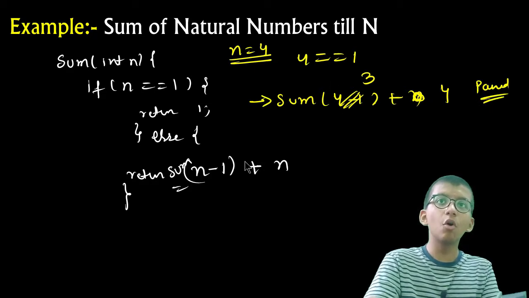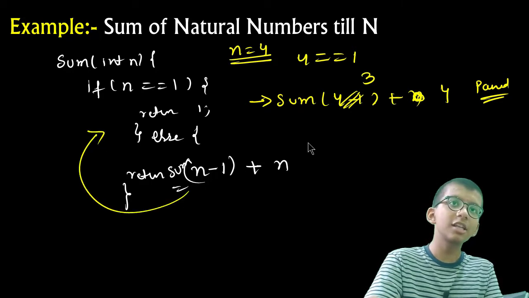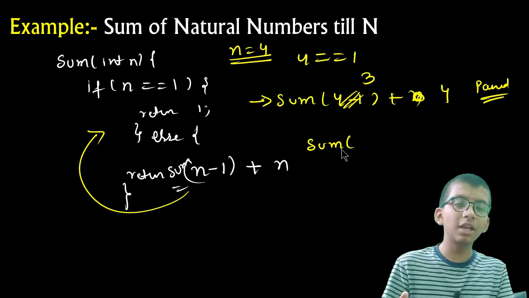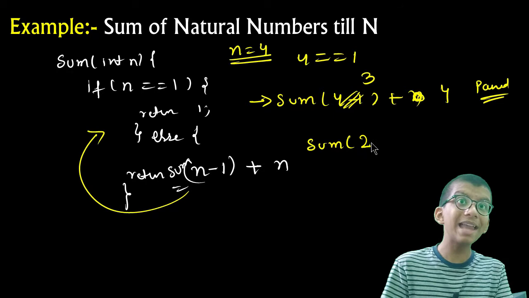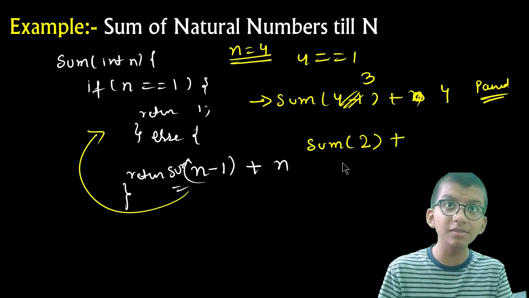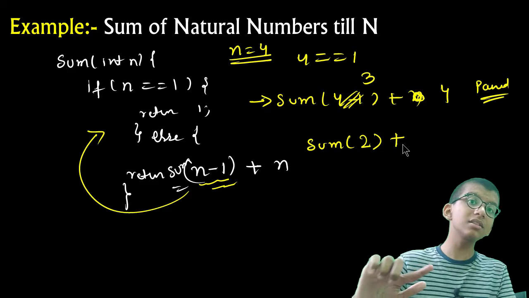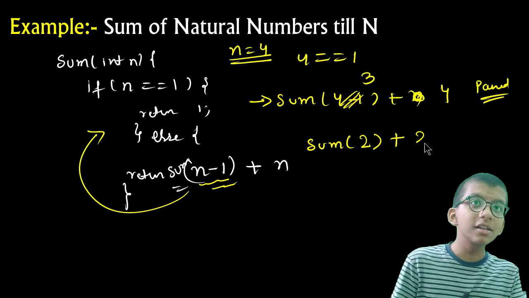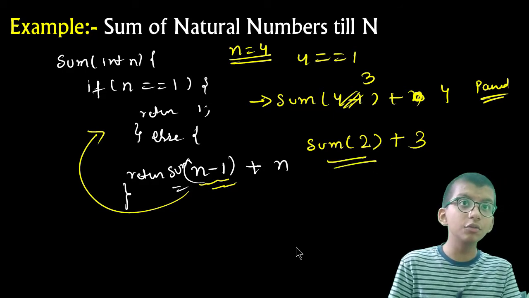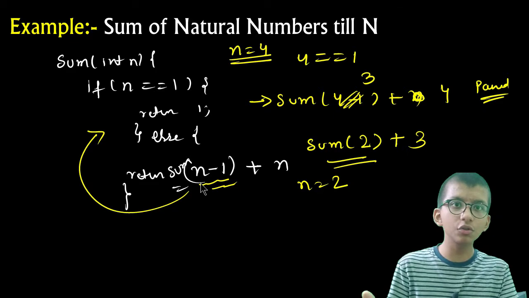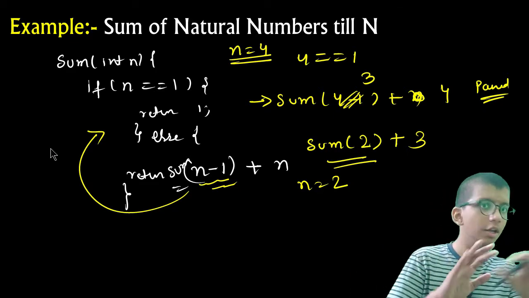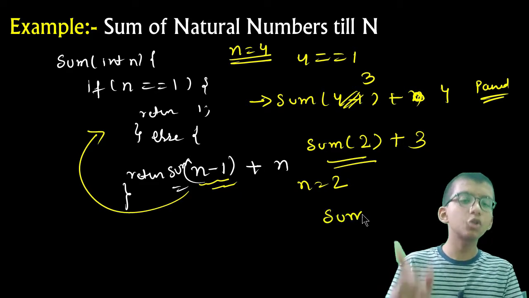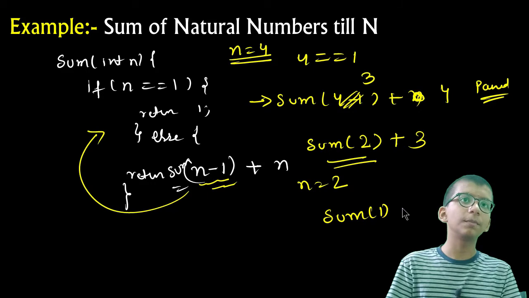Again, sum of 3 is called, and we check if 3 equals 1. No. So we go to the else: sum of 3 minus 1, which is 2, plus n, where n is now 3. It is calling another function, but it is the same function. Now it wants sum of 2, so n equals 2. It checks, is 2 equal to 1? No, so it goes to the else: sum of 2 minus 1, which is 1, plus 2.